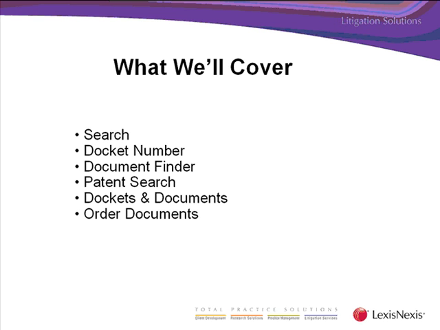Then we'll move on and take a look at patent searches, and this allows you to find patent cases by patent number or by court. We'll also look at retrieving dockets and documents. This will allow you to review your history of previously retrieved cases and documents and check the status of your document retrieval orders. And then finally, to conclude today's webinar, we will look at ordering documents. This allows you to place an order for case information that's not available online.